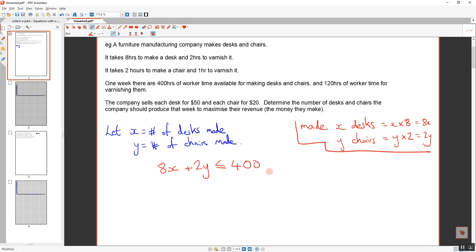So this is us coming up with our equations. So I've used this piece of information, this piece of information, and this piece of information. Okay, and this is to do with making chairs and desks. Can you write me down an equation to do with varnishing the chairs and desks?